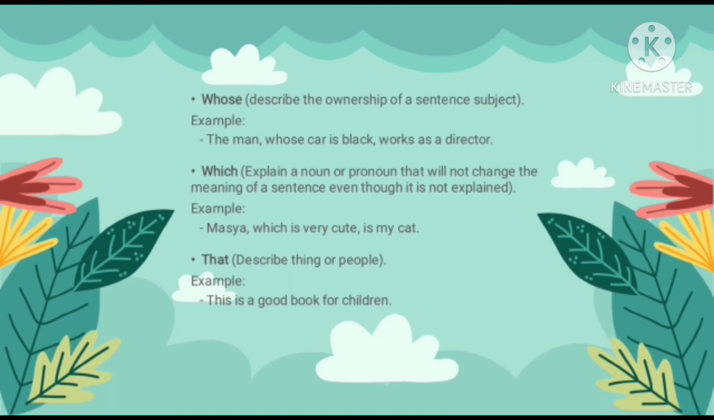Next is which. Which explains a noun or pronoun, and it will not change the meaning of the sentence even though it's not explained. Example, Masha, which is very cute, is my cat. The last is that. That describes things or people. Example, this is a good book for children.